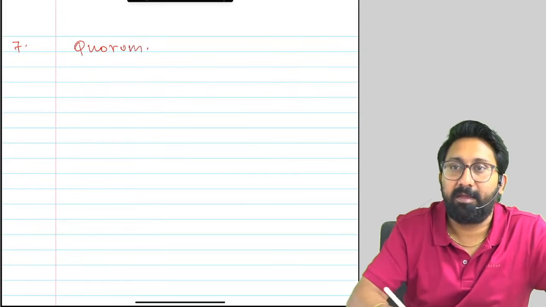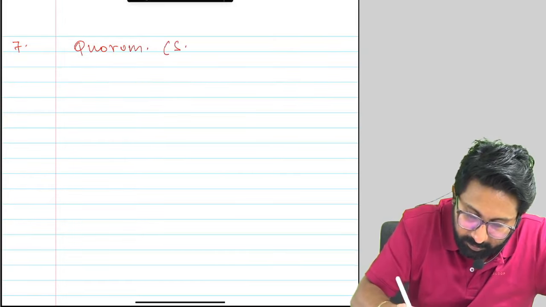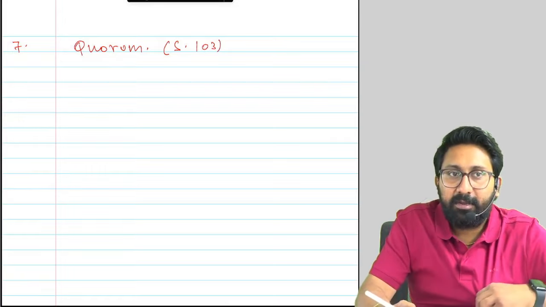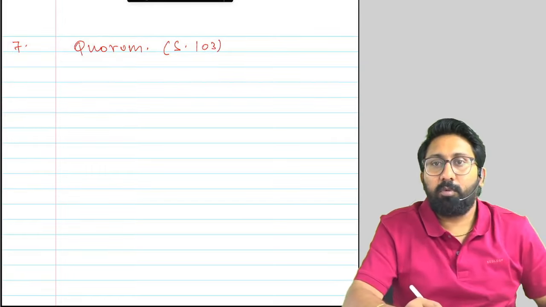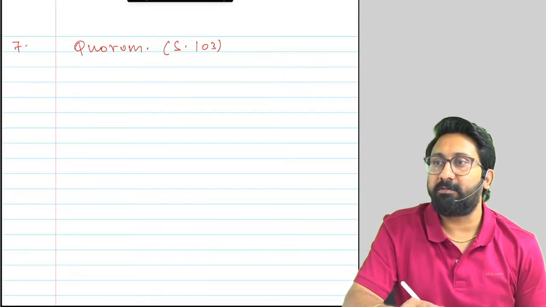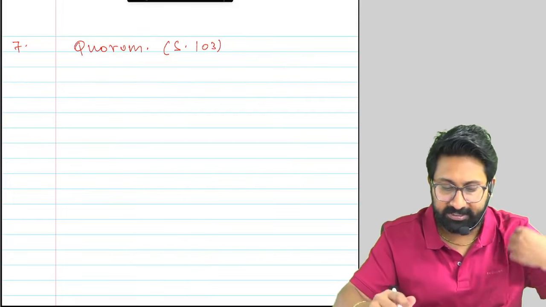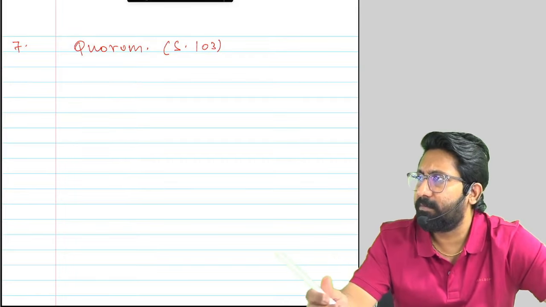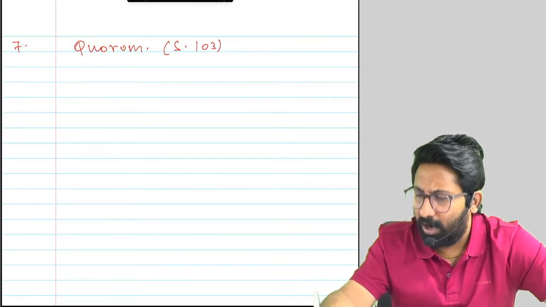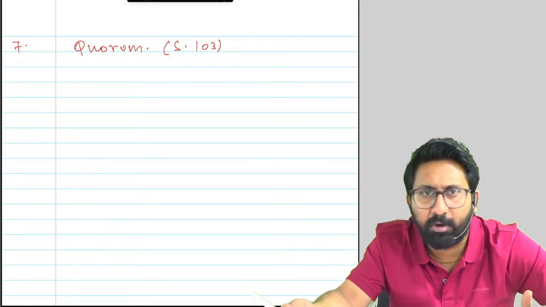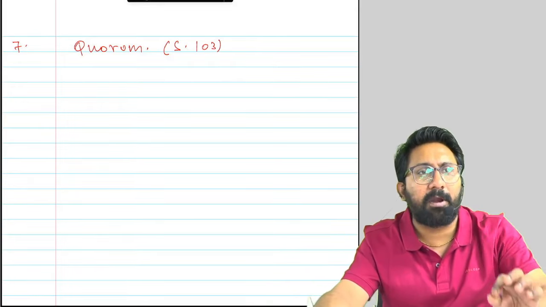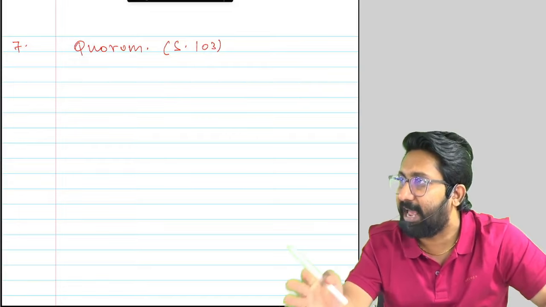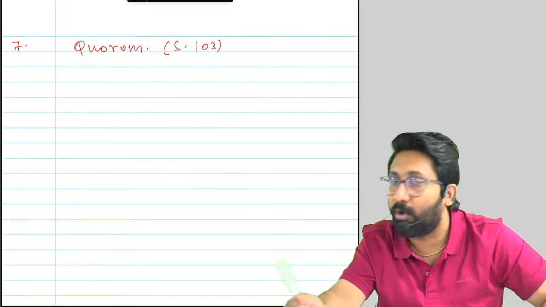Quorum. Section number 103. So what will be there inside the quorum concept? What is the idea behind? Let us try to understand clearly. What is the name? Quorum. Tell me, what do you mean by quorum? Minimum number of members that must be present at the meeting to constitute a valid meeting. We call it as a quorum.